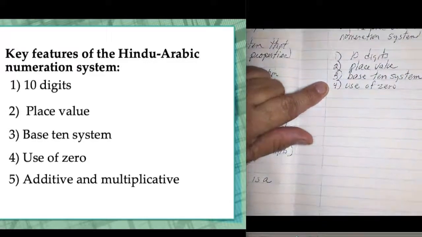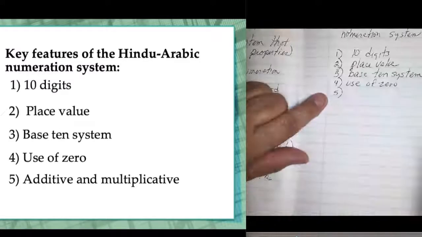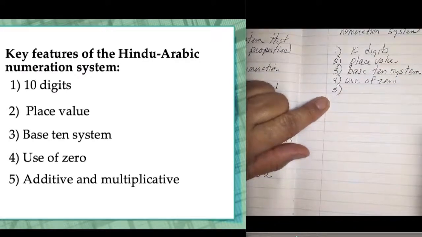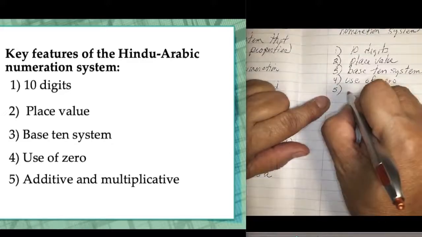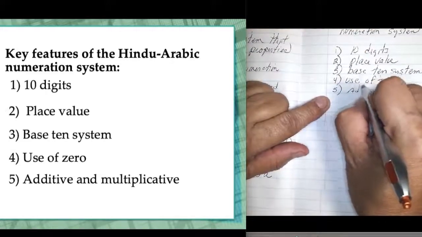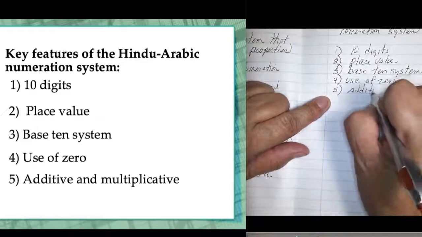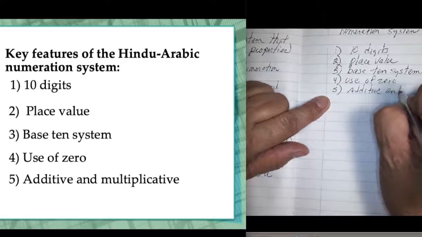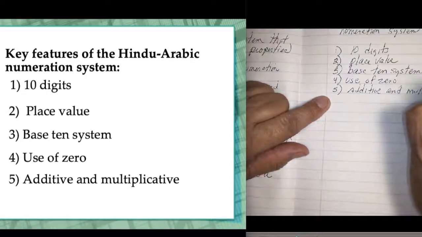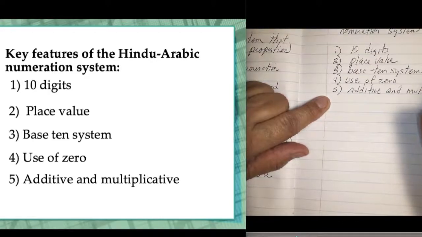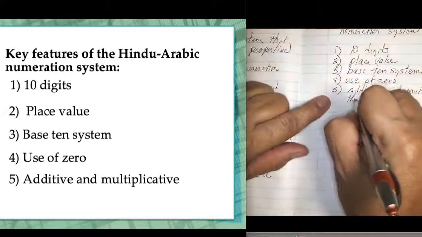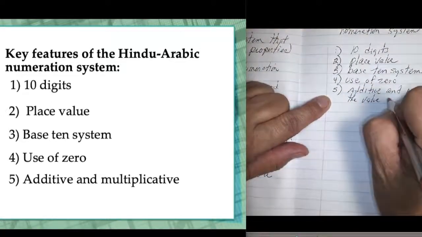We need the 0. And then the last one, and I'll explain in a little bit, to determine the value of a number, we can use expanded form in which we add and multiply. So the additive and multiplicative property here. And we use expanded form in order to determine the value. So let's work to determine the value of a numeral.